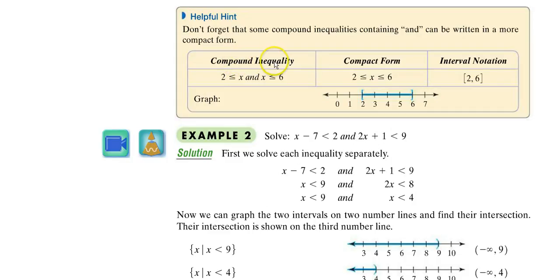Now in our textbook they give us this helpful hint that if you were to write the compound inequality this way, putting the "and" in the center, notice that x is there also. You can put it into a compact form, and this is the form we saw in the previous lesson. This is an intersection, and then an interval notation would be like so.